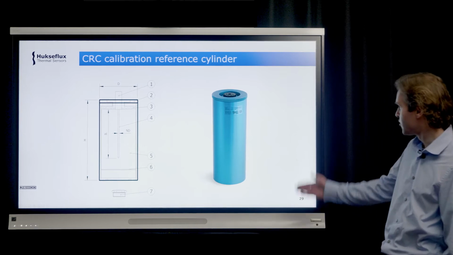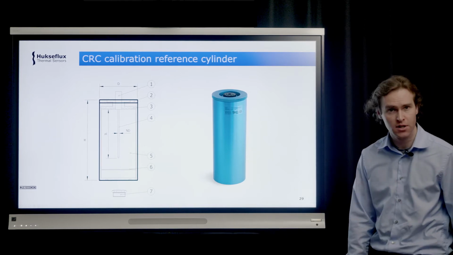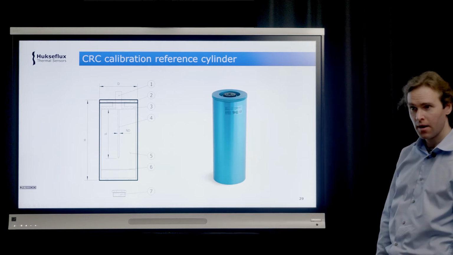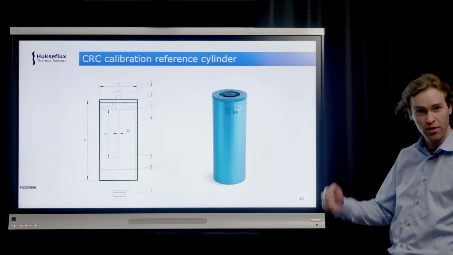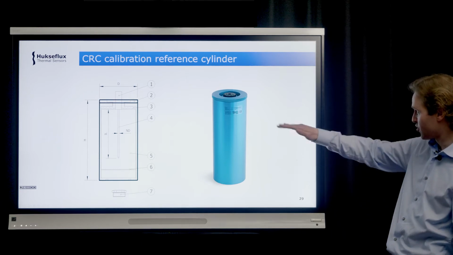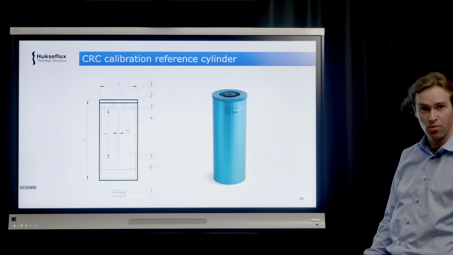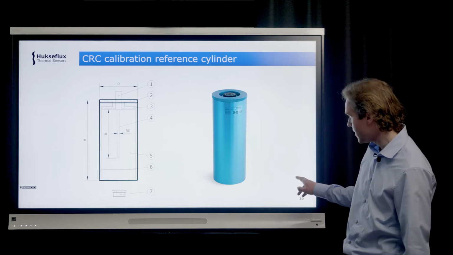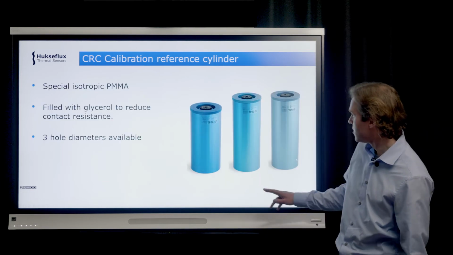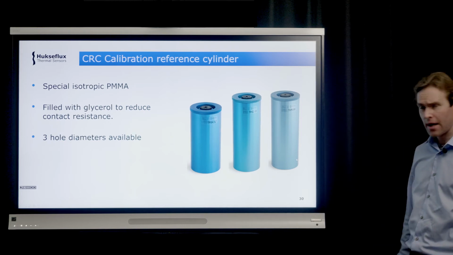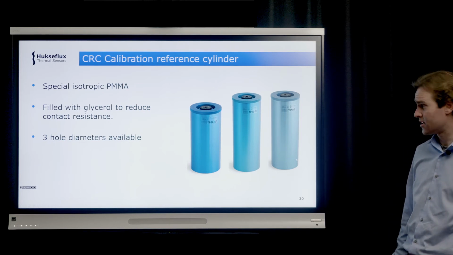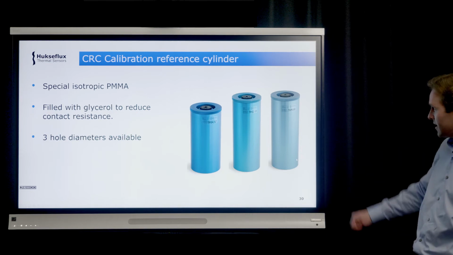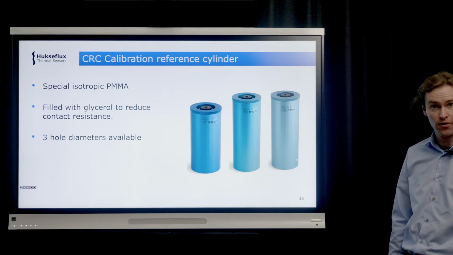So HuxFlux offers these CRC calibration reference cylinders. They basically contain a block of PMMA. There's a hole drilled in there such that you can insert the needle. And there's some glycerol in there to make sure that there's good thermal contact between the calibration reference material and the needle. This PMMA is produced in a way such that it's isotropic, so that's important. And HuxFlux has 3 different hole diameters available for needles of different sizes.